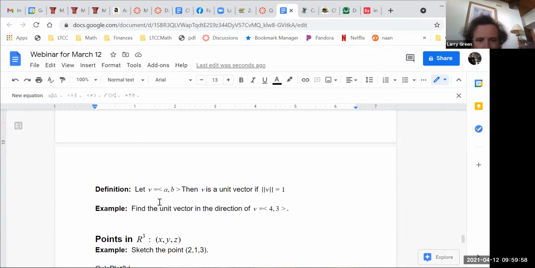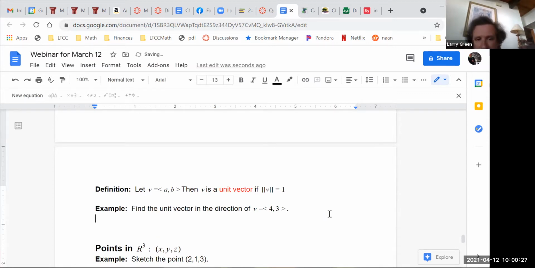Okay, so if V is a vector, then V is a unit vector if the magnitude of V is 1. So I have an example. Find the unit vector in the direction of V equals 4 comma 3. Any questions on the question? So the first thing you want to do on this is cross your fingers and hope you get lucky. Maybe we just get lucky and V is a unit vector. How do we find out if V is a unit vector?